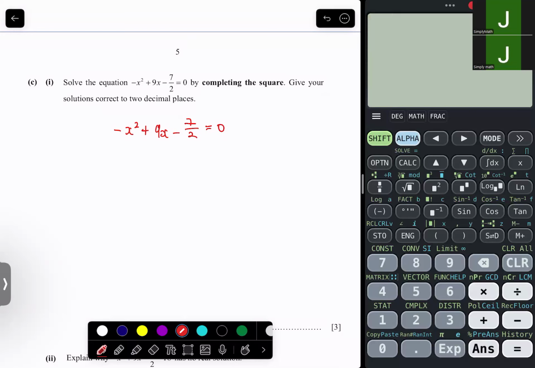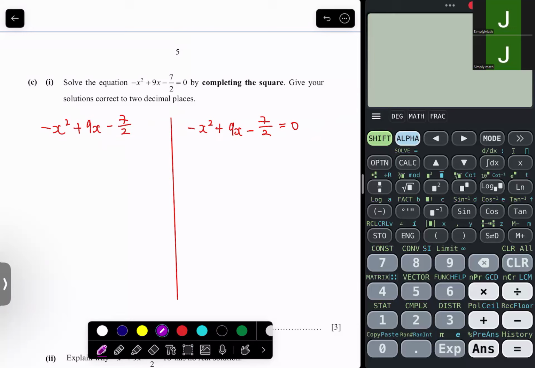Now in usual cases, if it was an expression, I can't do this. So what do I mean? Because I don't like to deal with negative, but sometimes we don't have a choice. If this was an expression like negative x squared plus 9x minus 7 over 2, this is an expression, while this is an equation. Very big difference. Over here, I cannot do any changes.